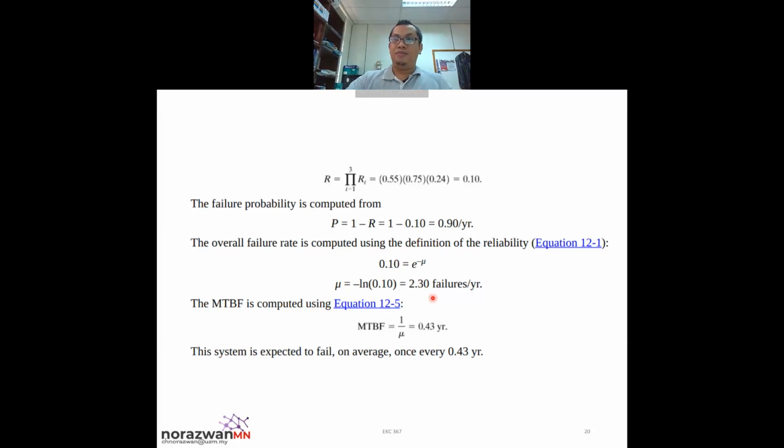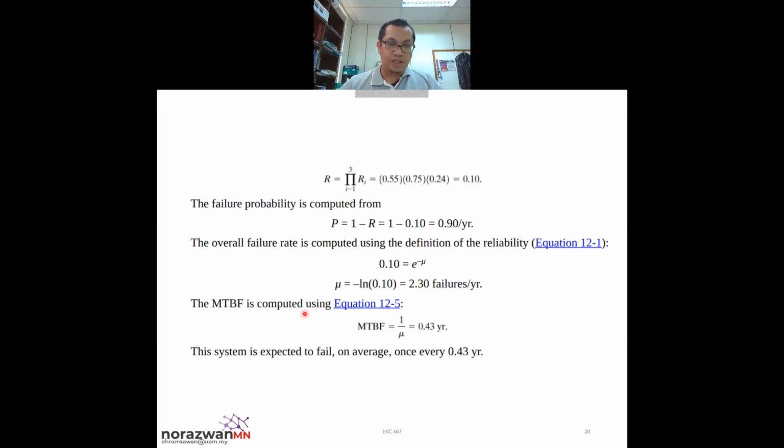What does this statement mean? By calculation, it states that over a year this system will fail more than twice. The system will fail more than twice per year.